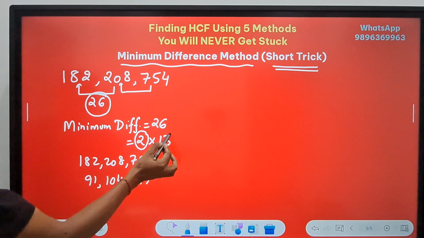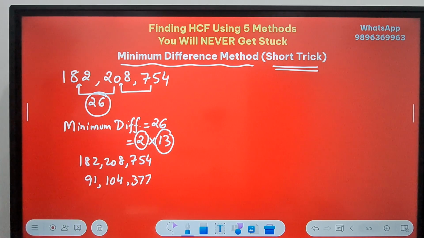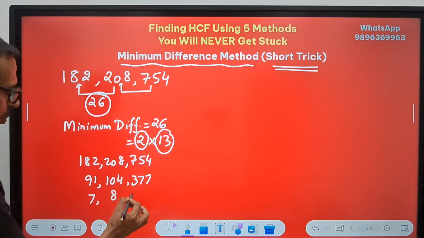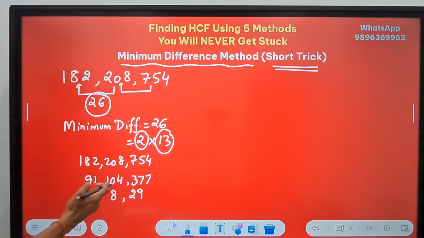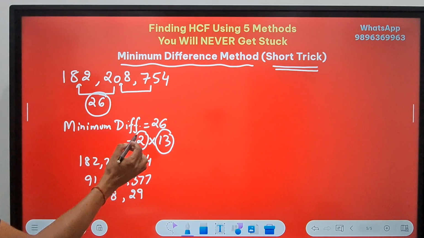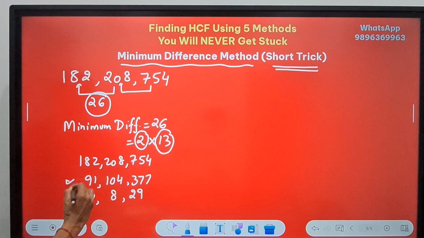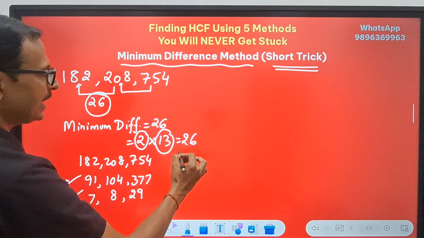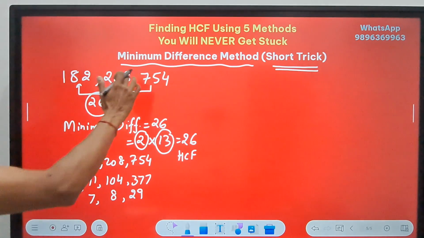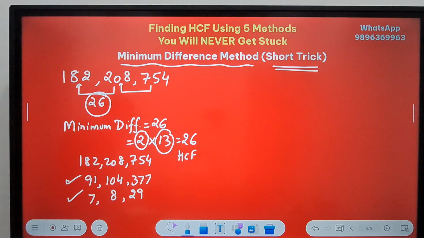Now I need to check whether this 13 divides all three or not. All three, mind you. 13 7s are 91, 13 8s are 104, 13 29s are 377. Wow. All three are divisible by 13 also, and therefore since both of them are dividing these numbers, we get 26 as the HCF of these three numbers. Now you can check using the traditional method whether you are getting the same answer or not.